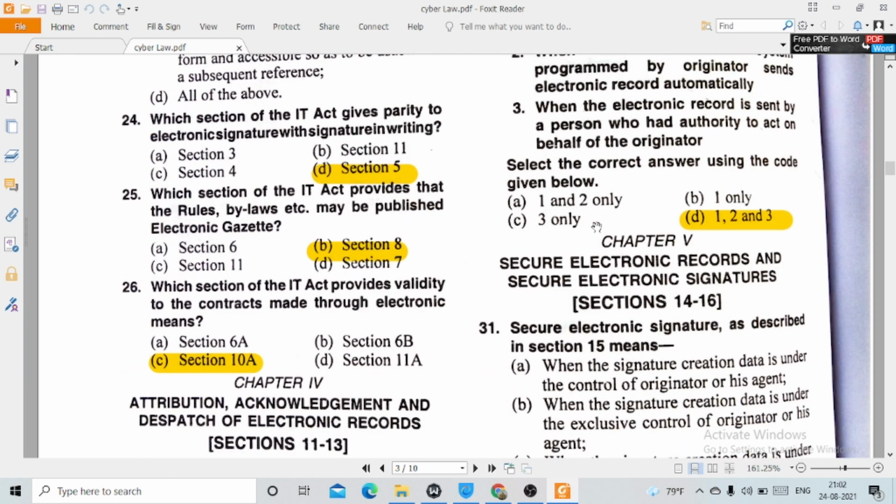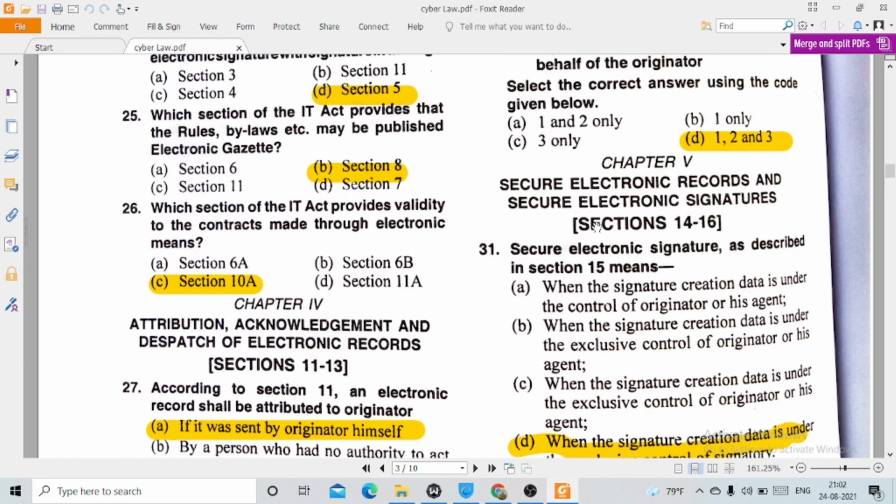25. Which section of the IT Act provides that the rules, bylaws, etc. may be published in electronic gazette? This is option number D, Section 8. Question number 26. Which section of the IT Act provides validity of the contracts made through electronic means? This is option number C, Section 10A.